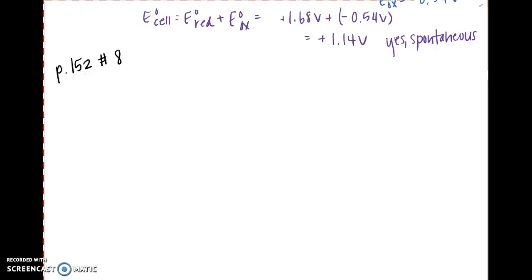Page 152, number 8. Again, you should already have the half reactions written out. Look for them on the chart, find the E values for each reaction, and then solve for the Ecell and tell me if it's spontaneous or not.